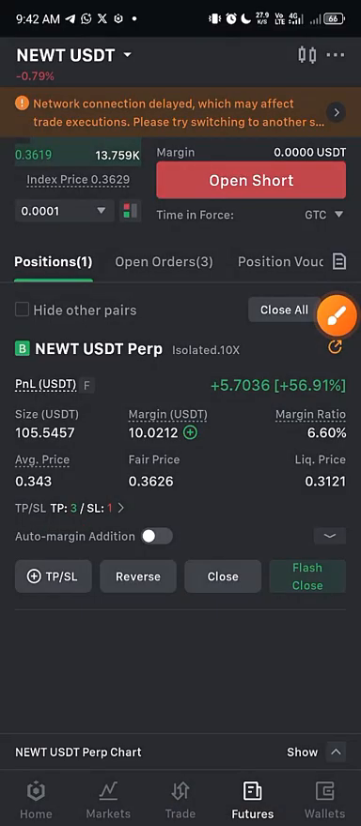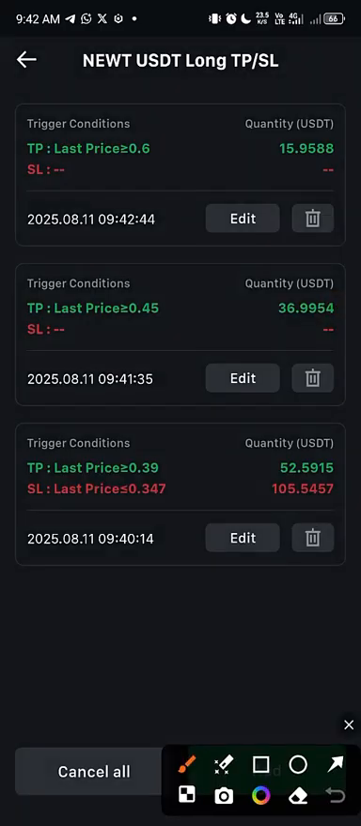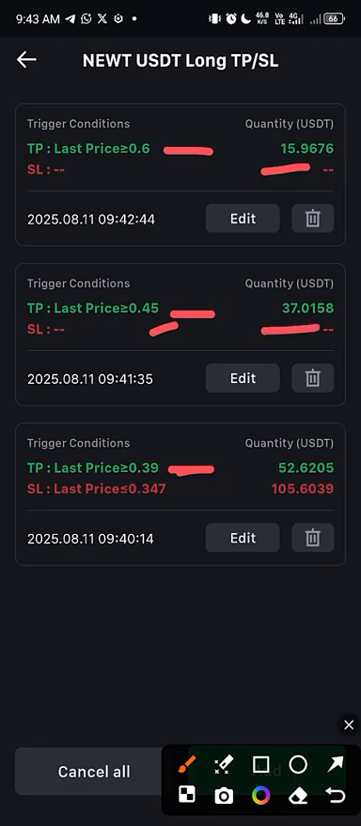Now if I click on it, you can see the first TP is 39, second TP is 45, this third TP is 6, 0.6, 0.45, 0.39. So you can see the quantity I'm selling, 15 here, 37 here, and then 52 here. So this is how you set multiple TPs and also put your trade in break-even. All of these things I've just shown you now is how you manage your trade so that you don't lose your account in the long run.